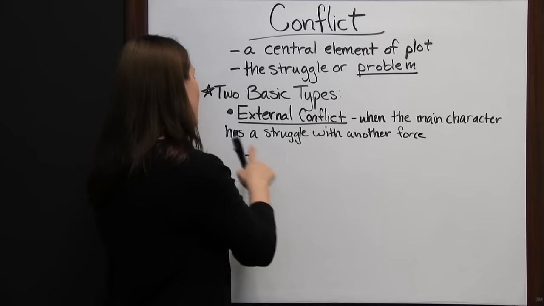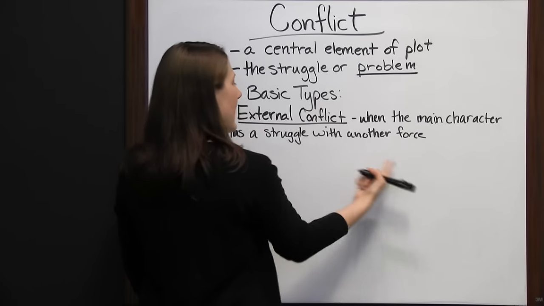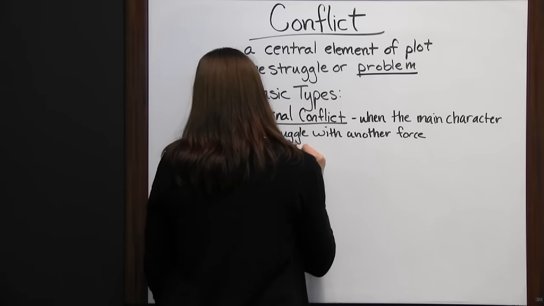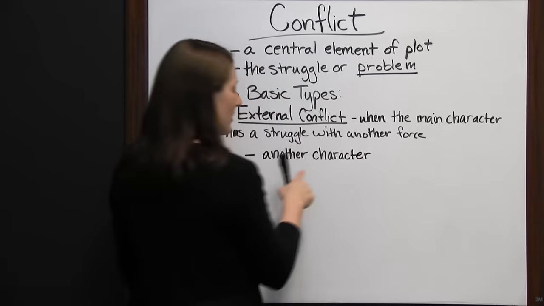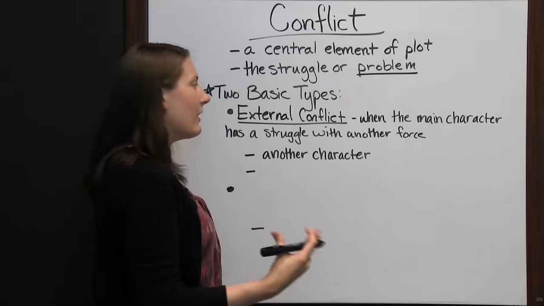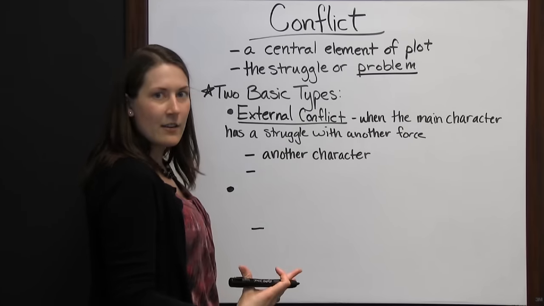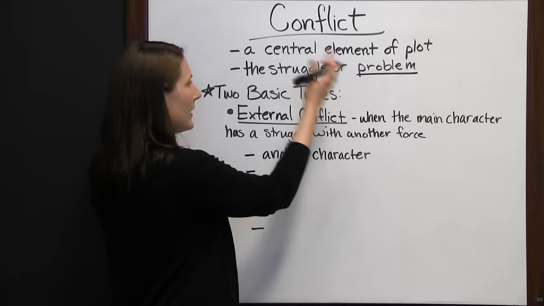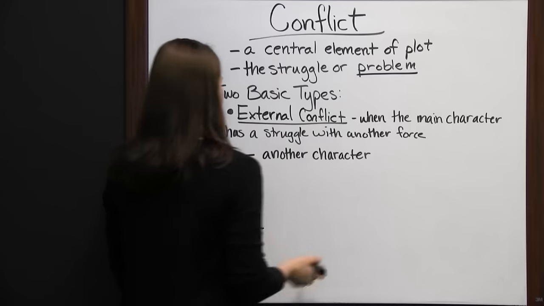So, when the main character has a struggle with another force, the conflict is external. An example of another force would be another character or a force of nature. So having a problem with another character is pretty self-explanatory. They have some problem with another character. They think the character is doing something wrong and want to fix it. They are mad at another character. They are in love with another character. That's going to be having a conflict or a problem with that other character that needs to be resolved, and that would be an external conflict.